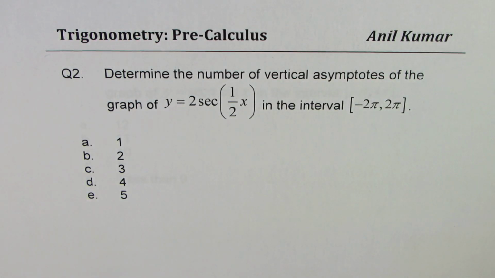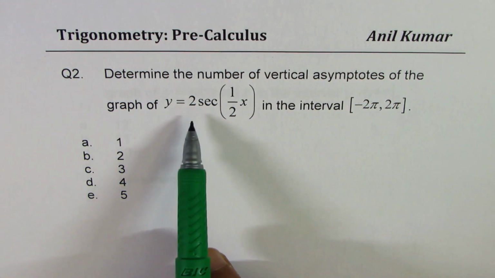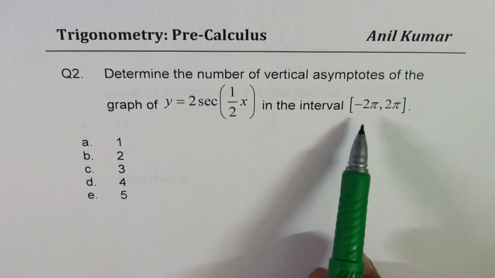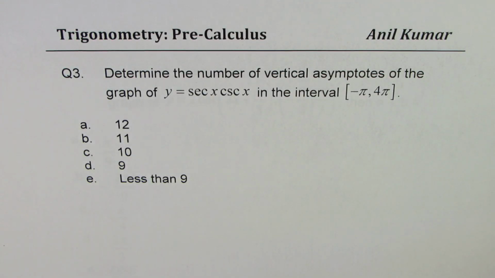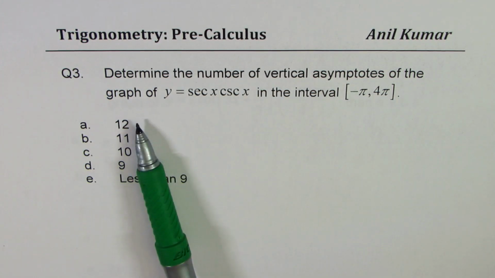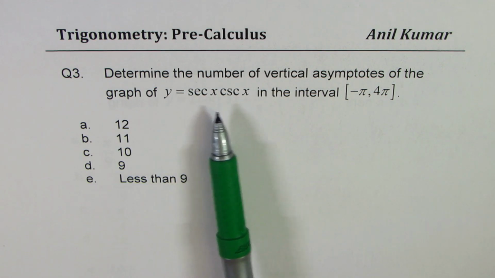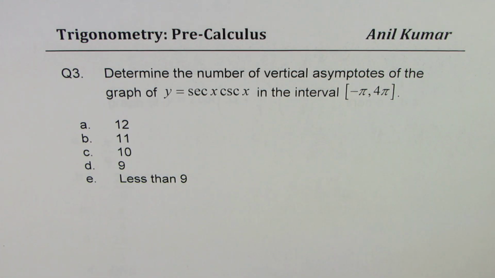Question number 2, we will now look into the function y equals 2 secant half x in a different interval, right? So you should get good practice of finding the number of vertical asymptotes, right? Then question number 3, again determine the number of vertical asymptotes of the graph of y equals secant x cosecant x in this interval. So we have a combination of these two functions. You may review compound angle formulas and double angle formulas to answer this question.